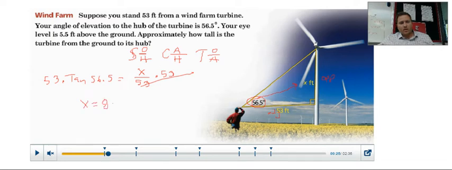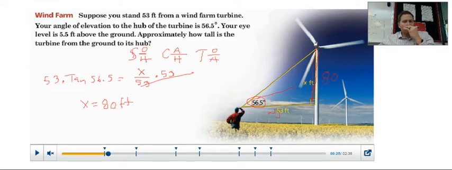Alright, that is not my answer for this case. We just solved for x. In this case, though, it wants us to know a little bit more. So we said x is going to equal 80 feet, but it wants to know how tall the turbine is. Well, so far x is only measuring this right here. That is the only thing x is.